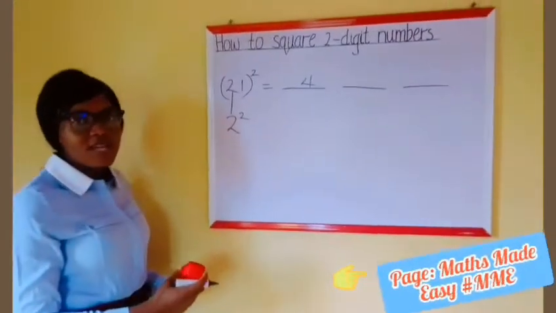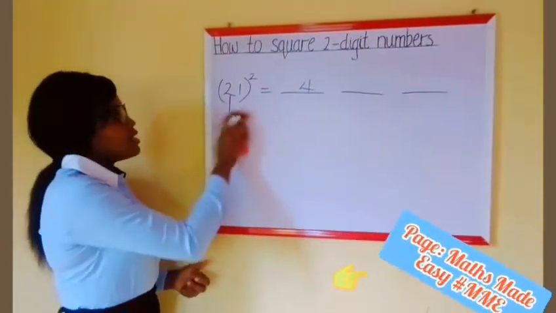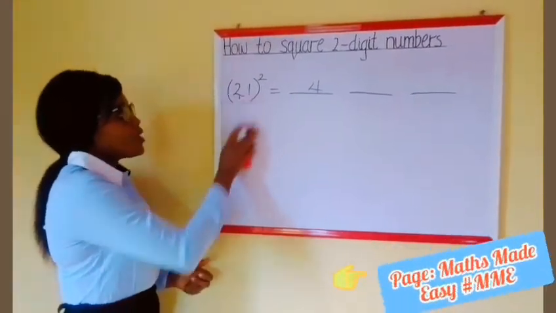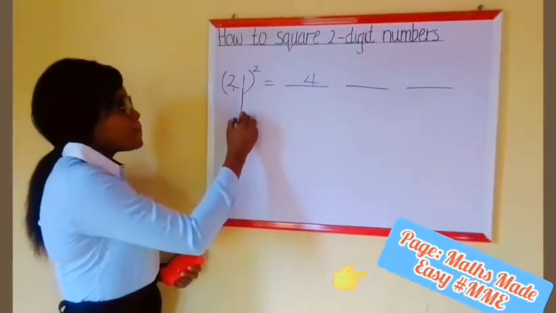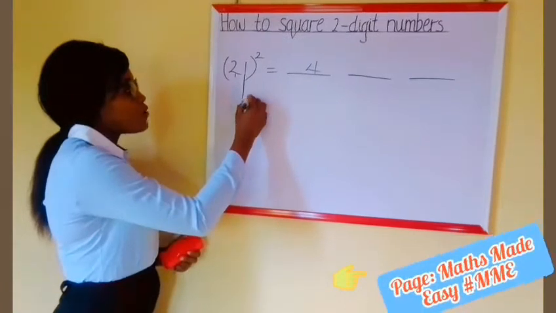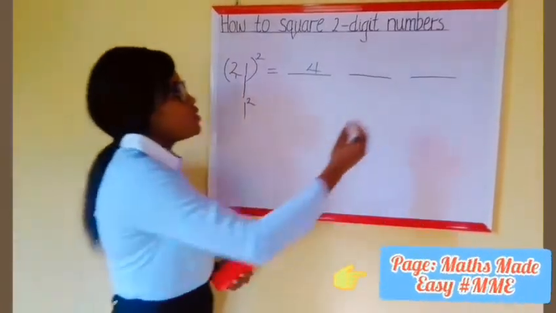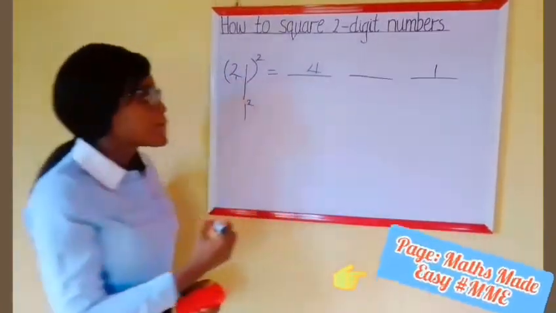Now we are moving on to the last part, part 3. You find the square of the last digit, which is 1. The square of 1 is 1. You write your 1 here.